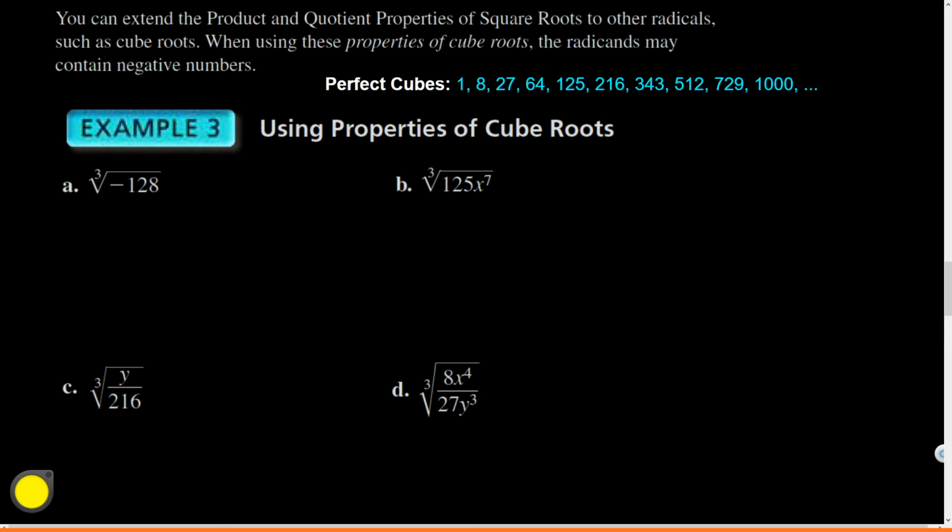We're not going to get too fancy. We'll just do cubed roots. But it says you can extend the product and quotient properties of square roots to other radicals. When using these properties of cube roots, the radicands, what's that? The inside may contain negative numbers.